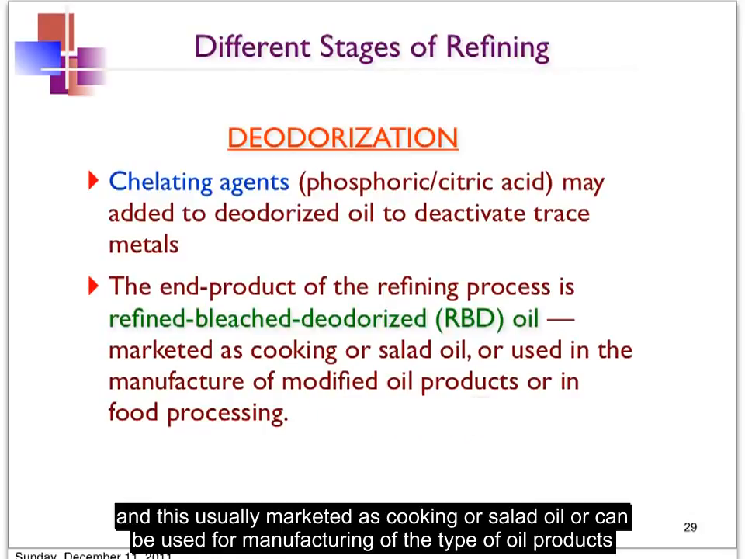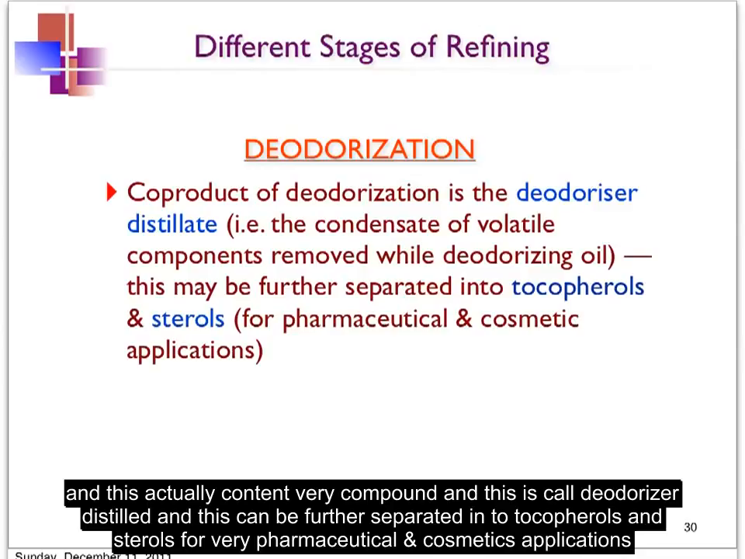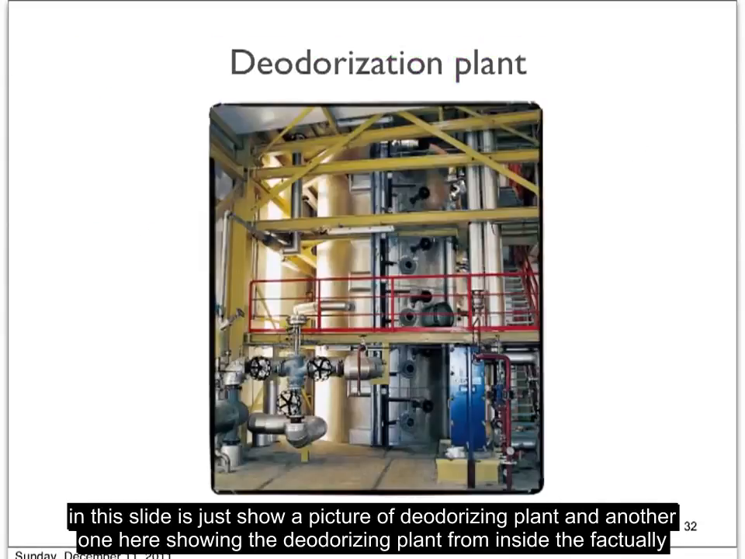And the volatile components during the deodorization process are removed as condensate, and this actually contains various compounds, and this is called deodorizer distillate, and this can be further separated into tocopherol and sterols for various applications in pharmaceutical and cosmetic applications. Okay, in this slide it just shows a picture of the deodorizing plant, and another one here showing the deodorizing plant from inside the factory.